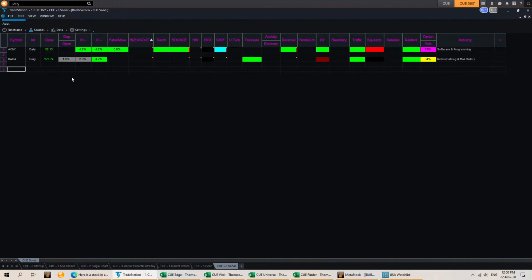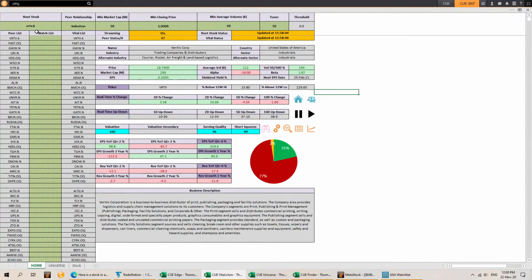Let's put not sonar. Okay, let me show one thing. Let's check VRTV's fundamentals. Okay, it's here. VRTV fundamentally is very strong, that I showed earlier in the forum also.